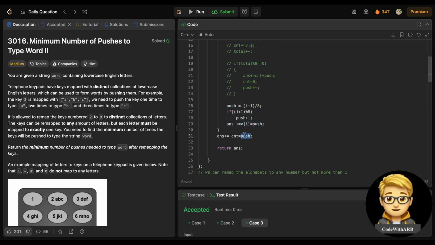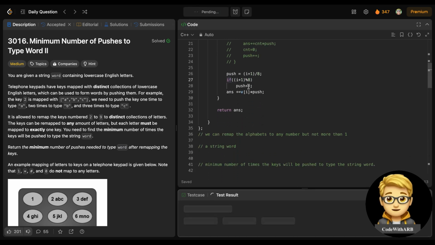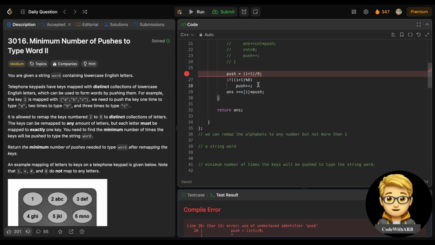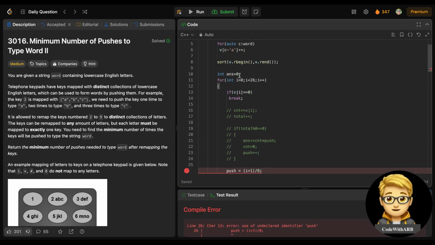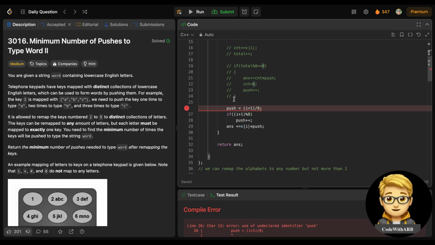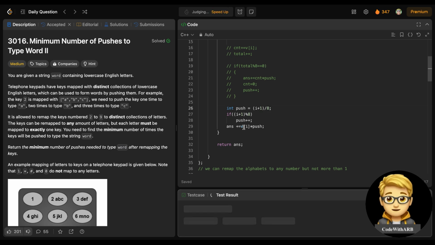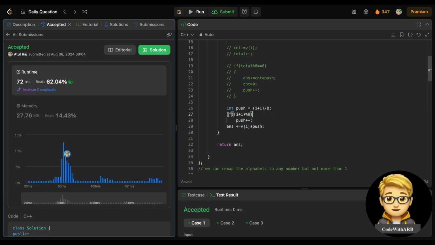So that is how we simplify all these things to these 3 lines, and we don't need this now, because we have already handled the extra case when we don't have 8 distinct characters in total, right? So this is how we solve this question. Let's run this. Okay, we haven't defined the push here, so let's define it here itself. Let's submit it. This can be written in one line also, but this is just for simplifying purposes.